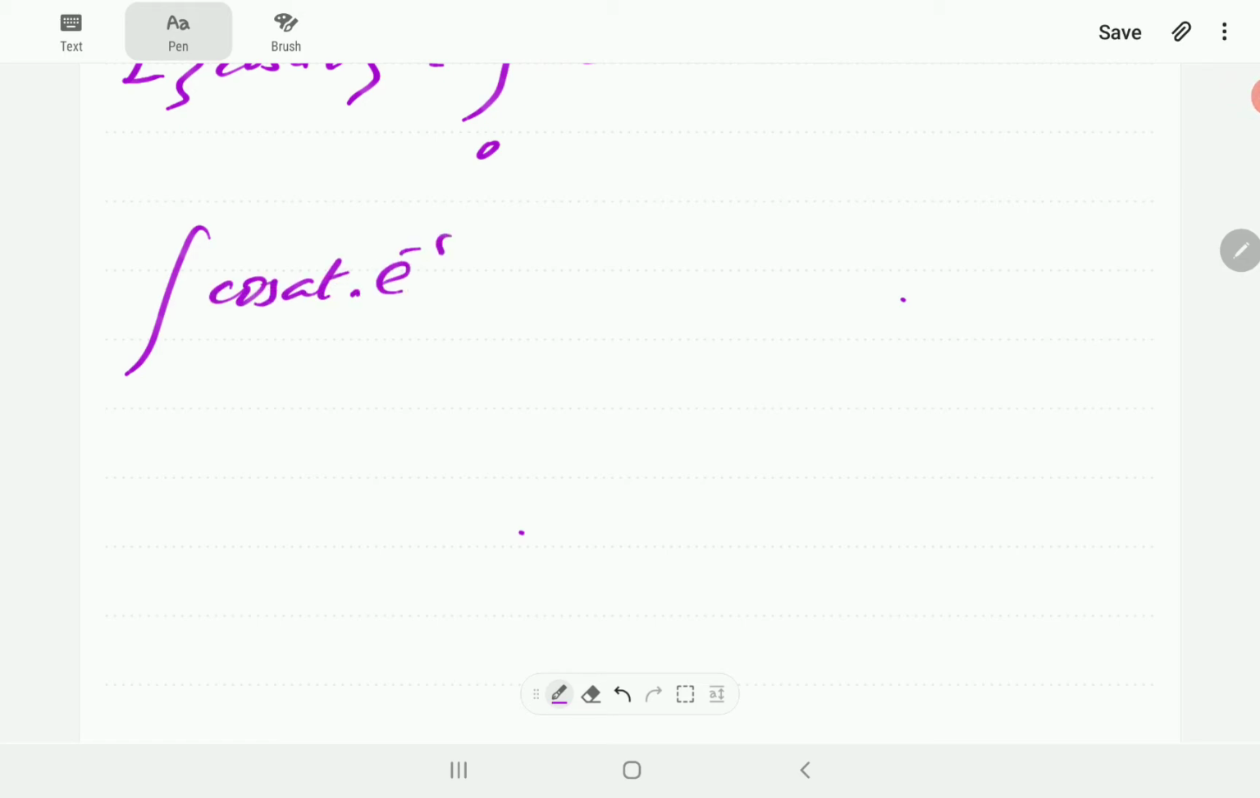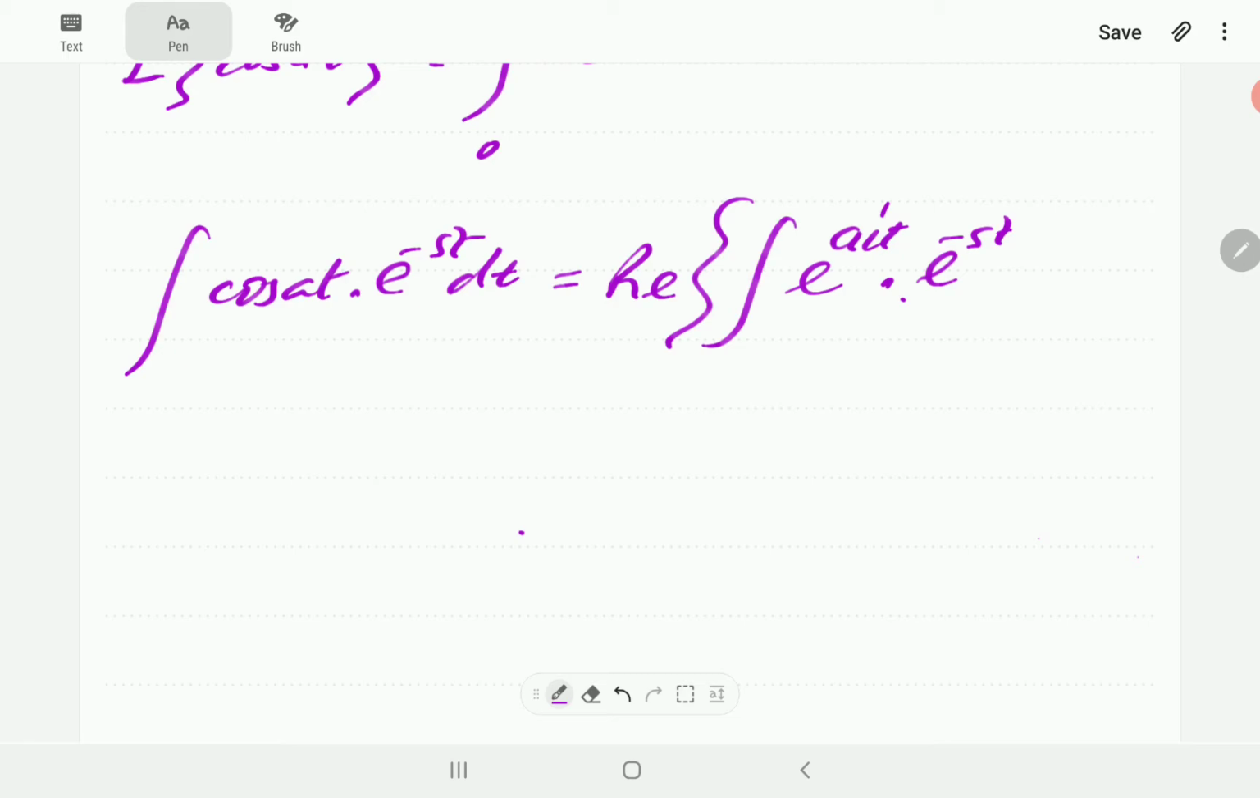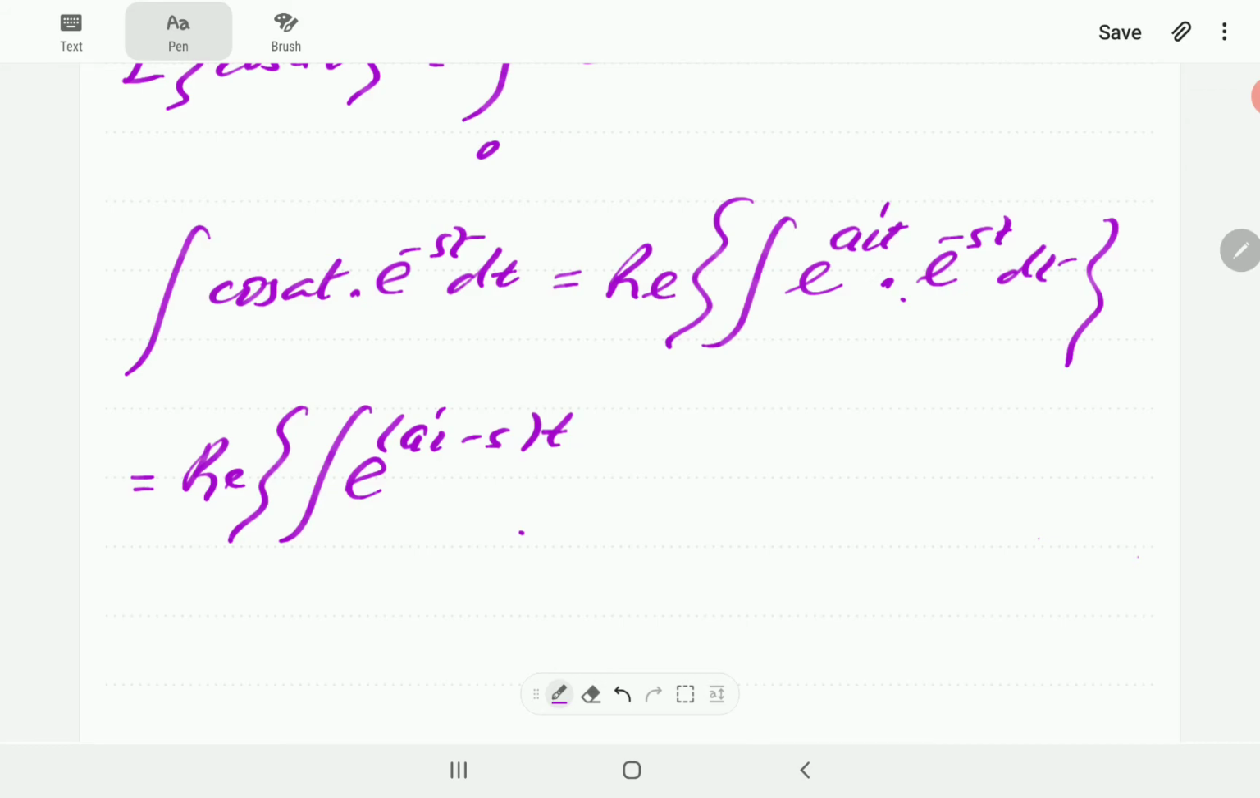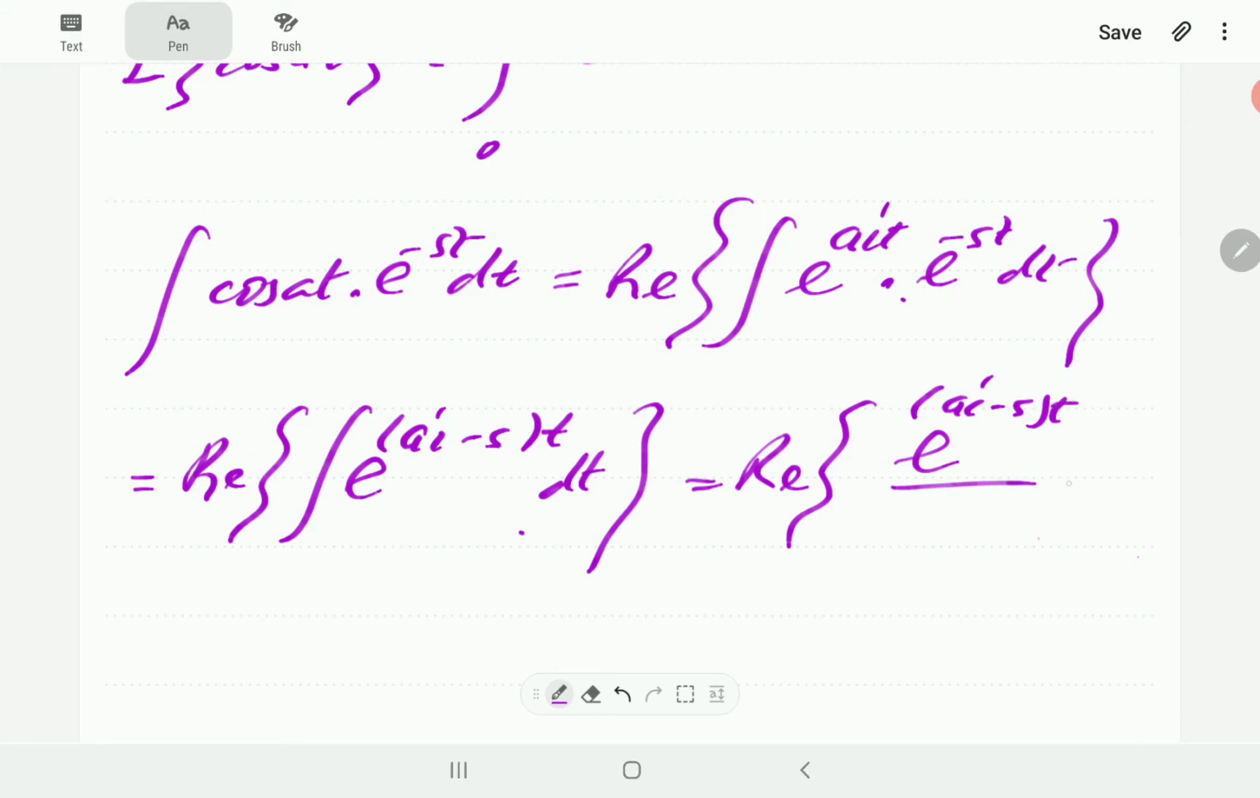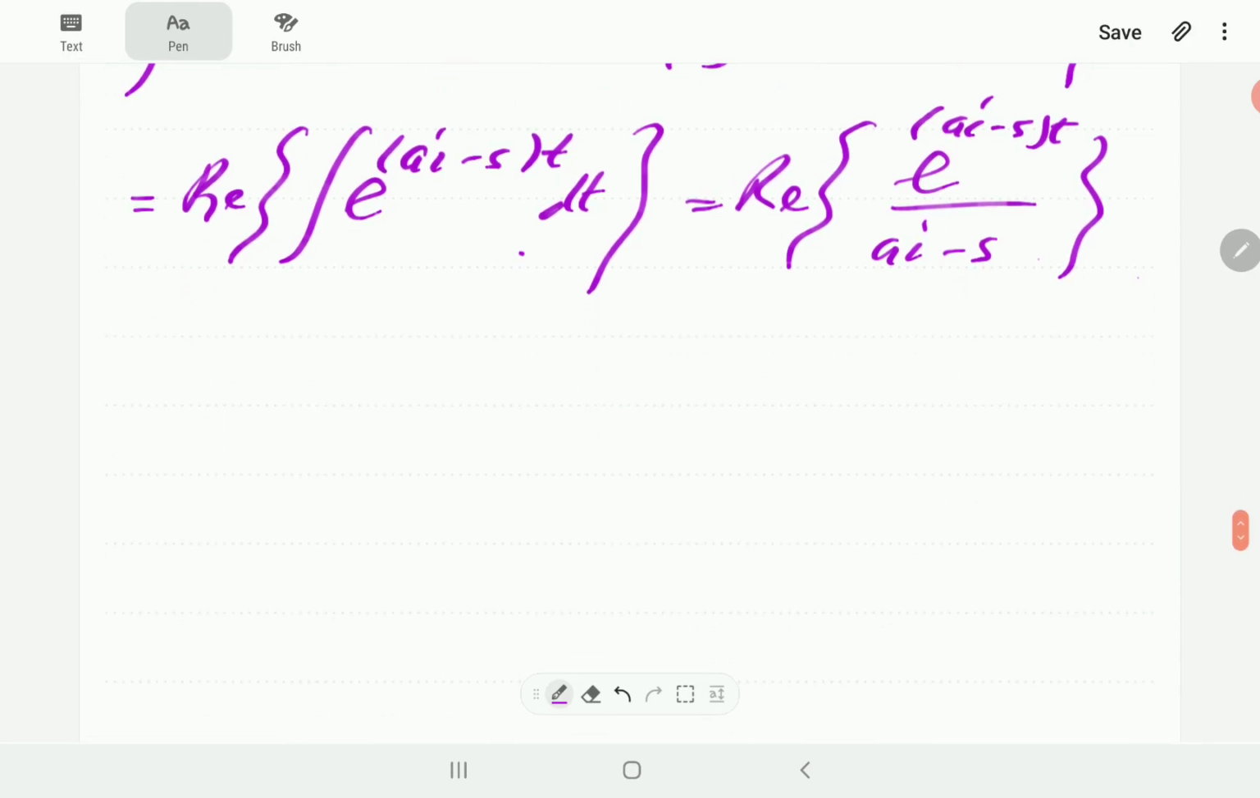So cosine at times e to the minus st. This we can write as the real part of the integral of e to the iat times e to the minus st. And then, of course, this is the same as the integral of e to the (ia minus s) times t. This we can integrate readily, not a problem. It's going to be e to the (ia minus s)t divided by (ia minus s). So remember, s is a real quantity.